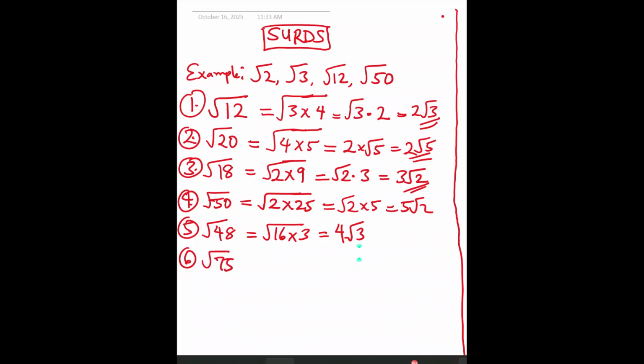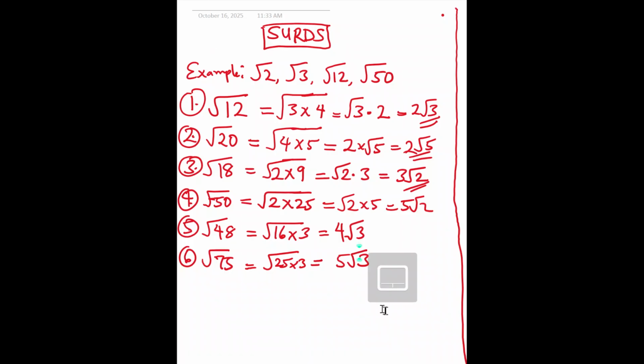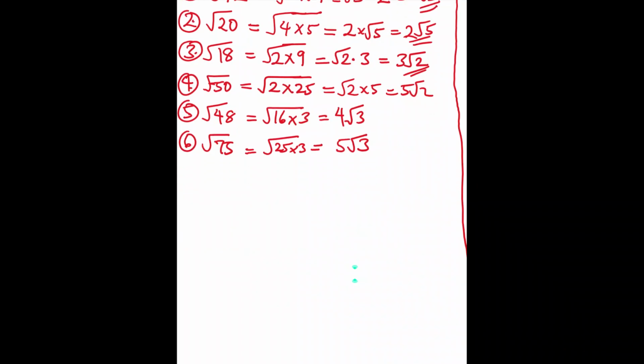Number 6. We have root 75. Root 75 is 25 times 3, right? So the square root of 25 is 5, and we can say that the answer is 5 root 3. So now I'm going to do the expansion of different rational terms, rational numbers.